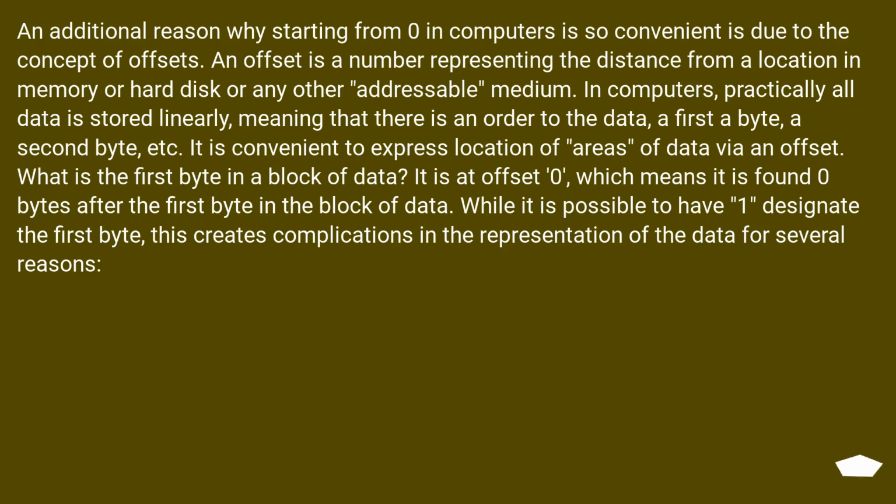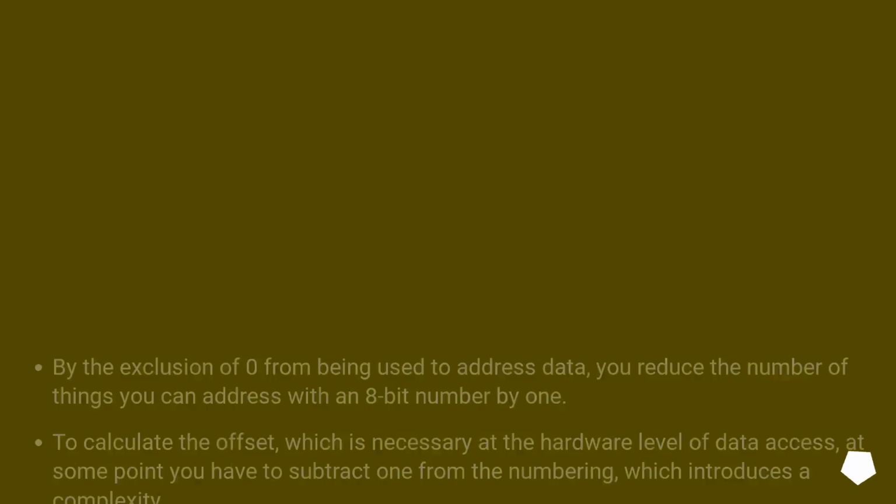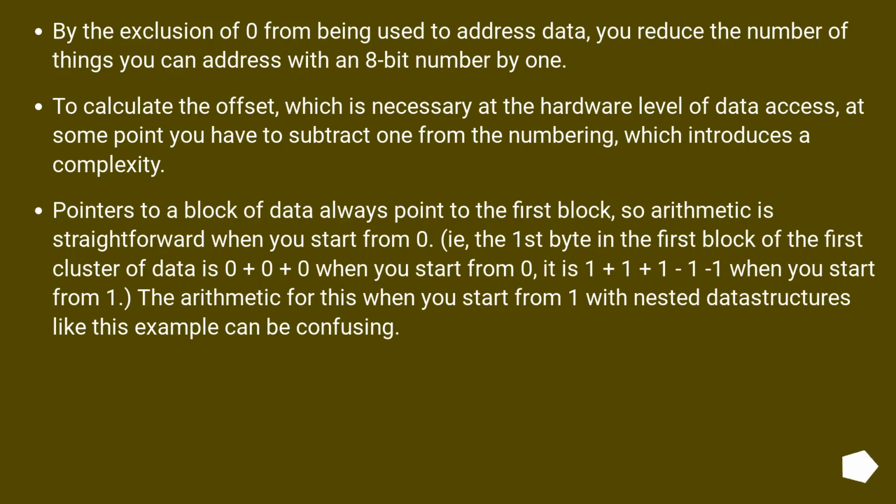While it is possible to designate the first byte as 1, this creates complications in the representation of the data for several reasons. By the exclusion of 0 from being used to address data, you reduce the number of things you can address with an 8-bit number by 1. To calculate the offset, which is necessary at the hardware level of data access, at some point you have to subtract 1 from the numbering, which introduces a complexity.